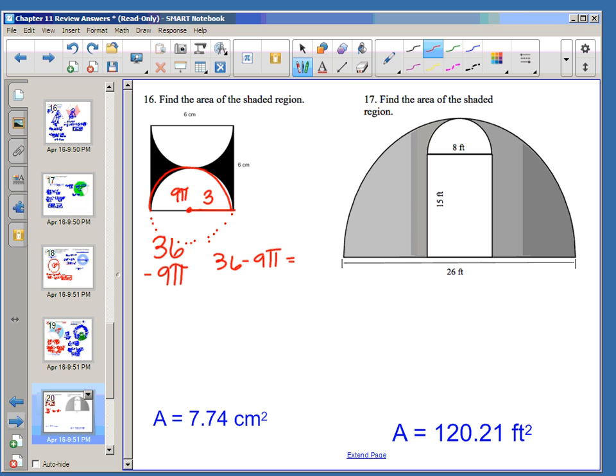But I'm going to get a decimal just to show you. I'm going to first do 9 times pi. And you could use 3.14 if you need to. So that's going to give me 28.27 if I just multiply that in my calculator. So I'm going to take 36 minus that, and I get the area of the shaded region to be 7.73 centimeters squared.